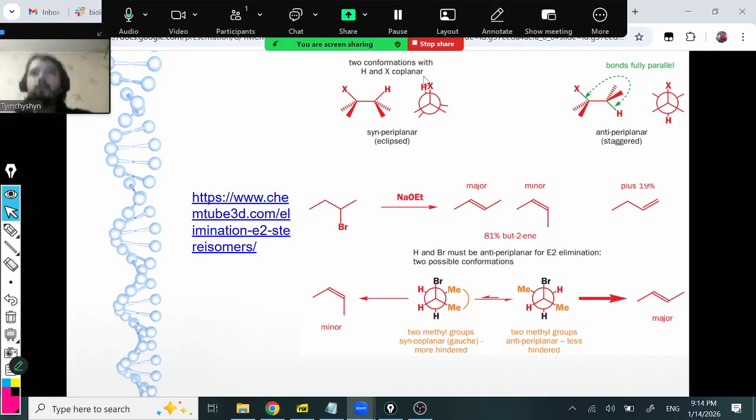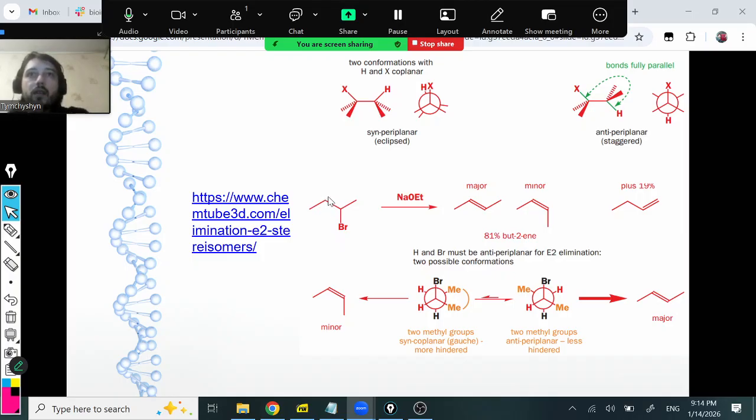So here we have two conformations with H and X coplanar, so syn periplanar conformation, and here we have the anti-periplanar or staggered, and in this case bonds are fully parallel, so we can abstract this proton and reaction will proceed. Where it leads us to. So here we have our reaction, our bromine is leaving, and here we have double bond formed.